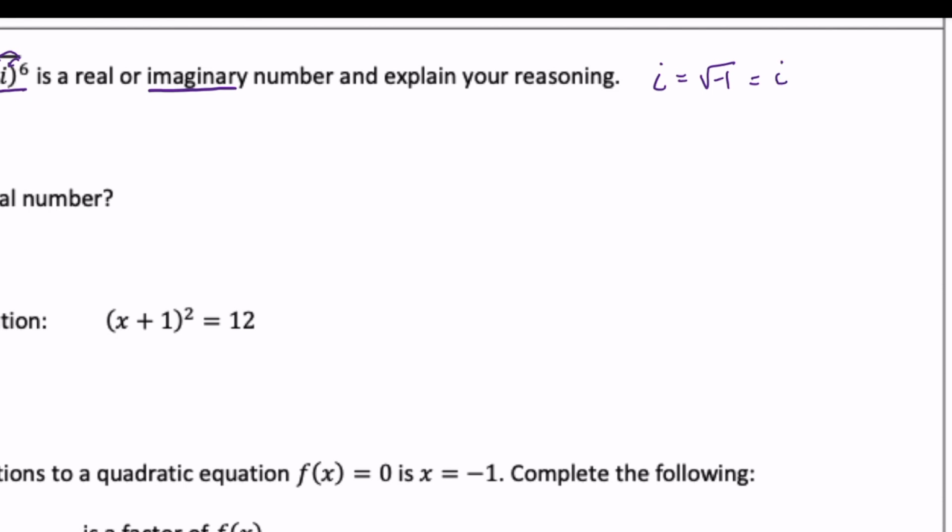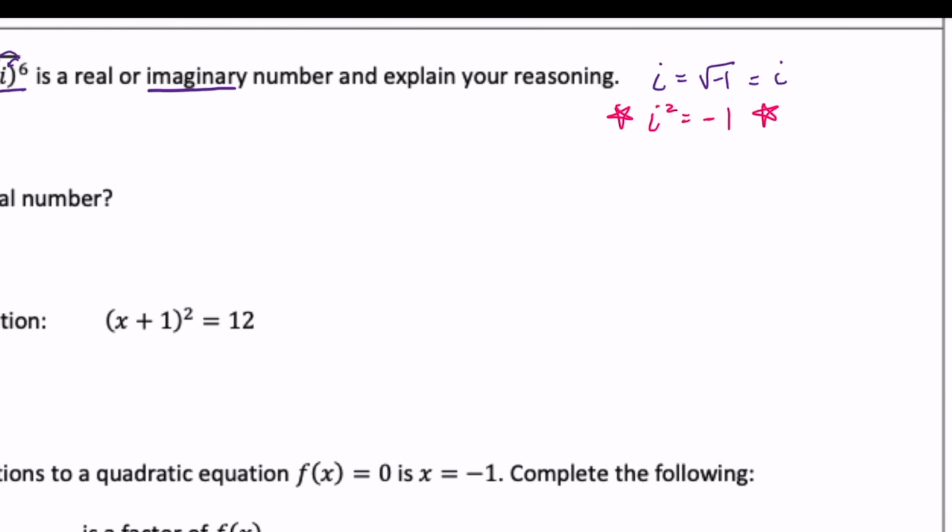The cool part about that is that it means i squared is just the square root of -1 all squared. So when I square that square root, I'm left with just -1. And that's a cool feature because i squared is a real number. So what would i to the 6th be then?